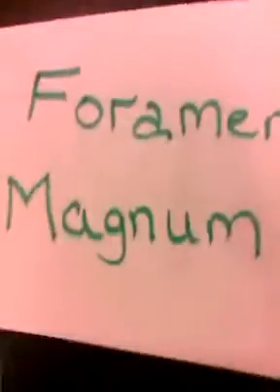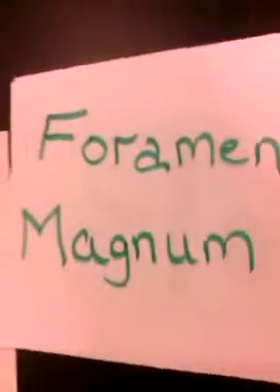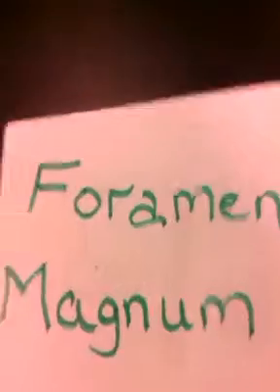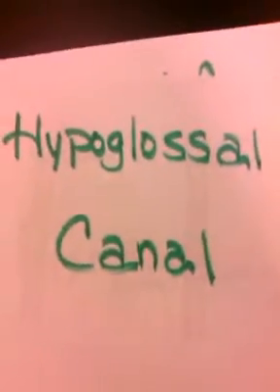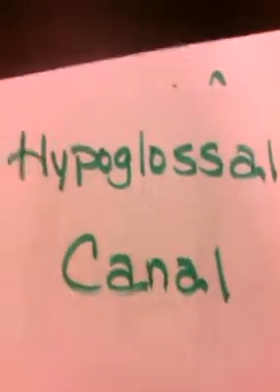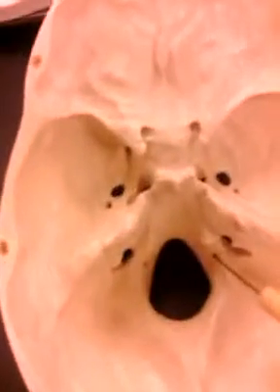Next, we have the superior view of the foramen magnum. All right, so we're inside your skull here. Lateral to the foramen magnum are the hypoglossal canals. Again, one on each side.